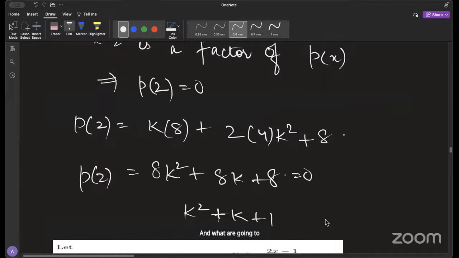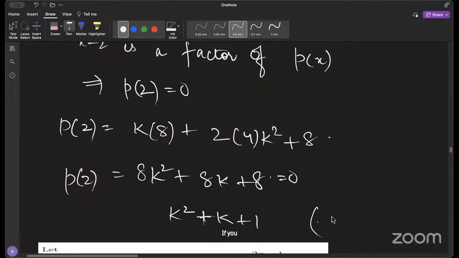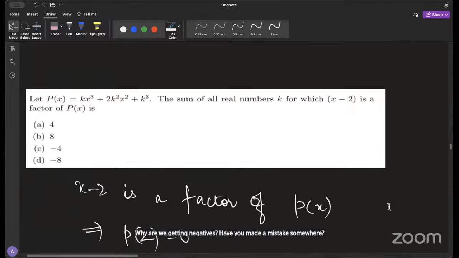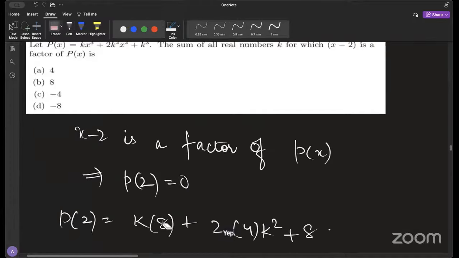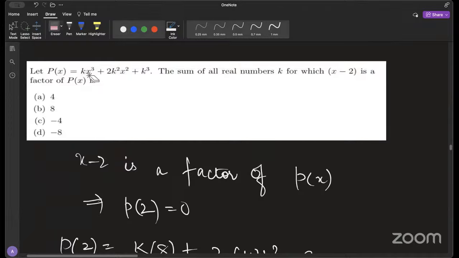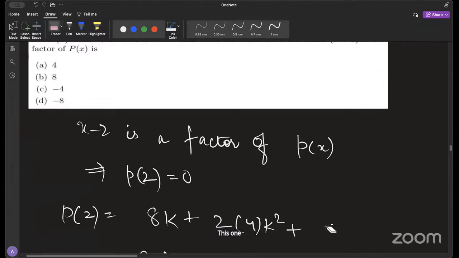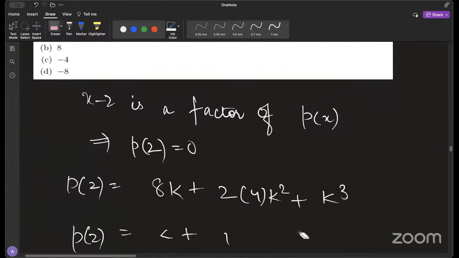And what are going to be the roots of this? If you use the quadratic formula, you'll have minus 1 plus minus square root of b square, which is 1, minus 4ac. Why are we getting negative? Have you made a mistake somewhere? Ma'am, you have missed a k in the expression. We have 8k, this one is 8, not this. This one was k cube. K cube. Yeah. Now everything changes.